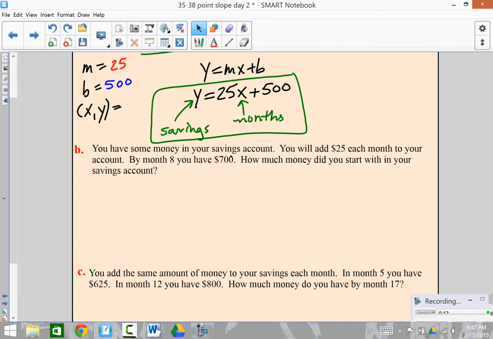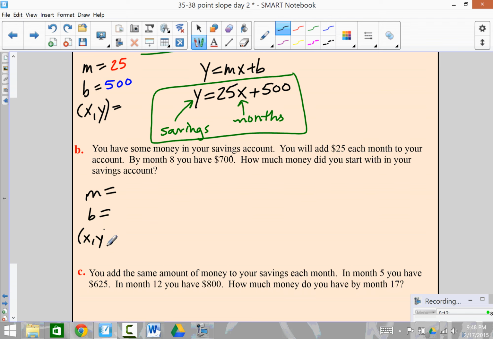You have some money in your savings account. Notice it doesn't tell you how much. You just have some money. You're going to add $25 each month to your account. By month 8, you have $700 in your account. How much money did you start with in your account? So let's go ahead and make our key here, our three parts of m, b, x, and y. And let's go ahead and see what's given to us and what we have to find.